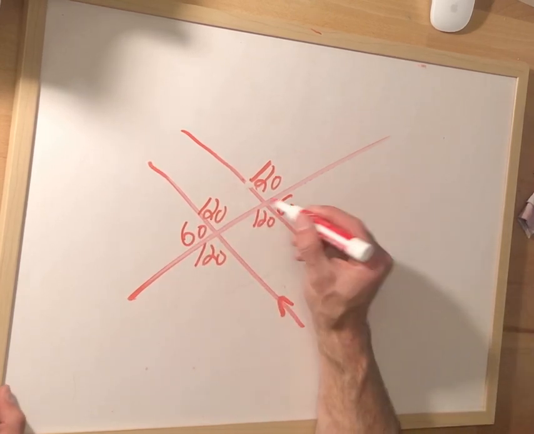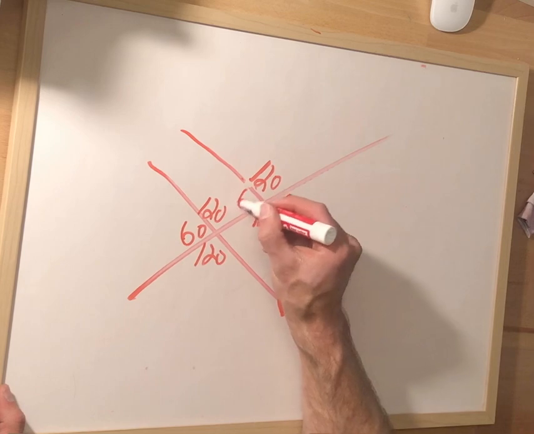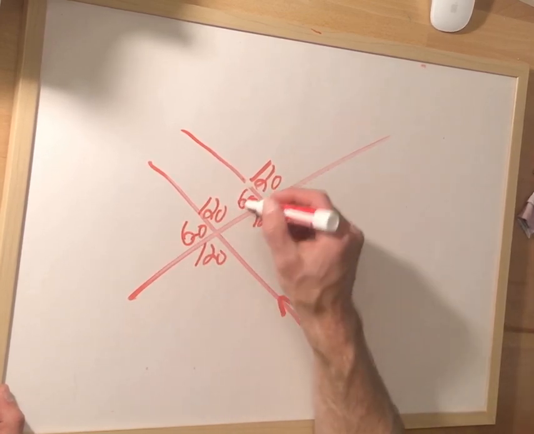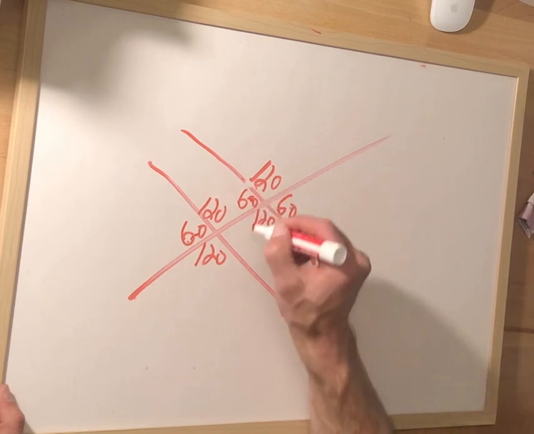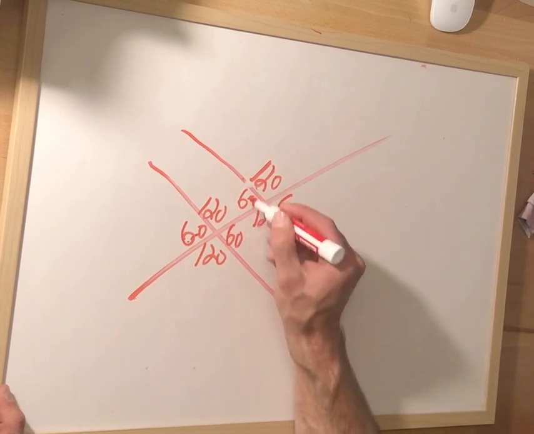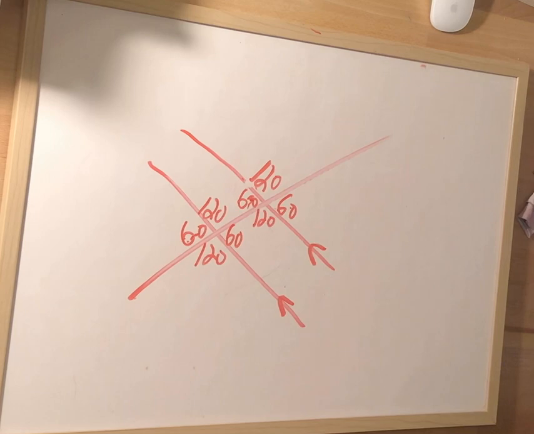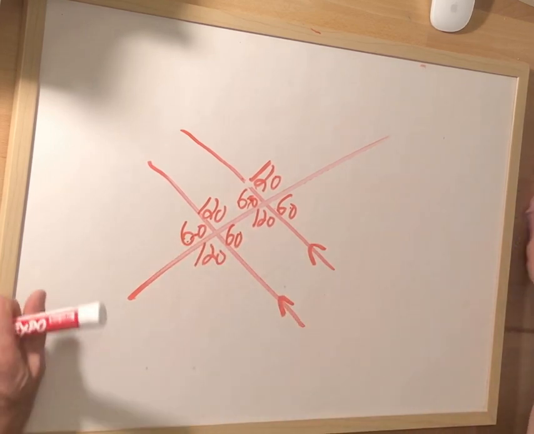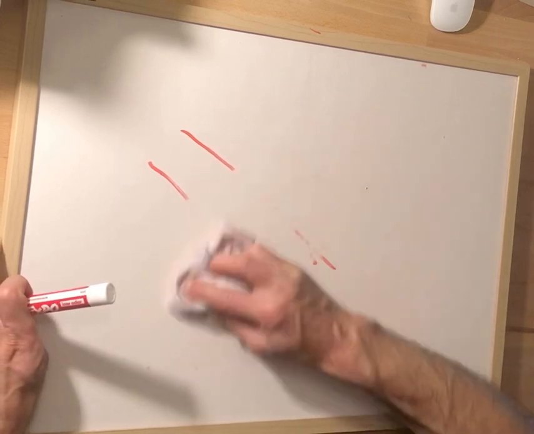Or you could do this. These are vertical angles, 60 and 60. And then this angle and this angle are corresponding angles, and they're the same. Or this angle and this angle are alternate interior angles, and they're the same, which gives you vertical angles. No matter how you do it, everything works out to a nice and clean puzzle.